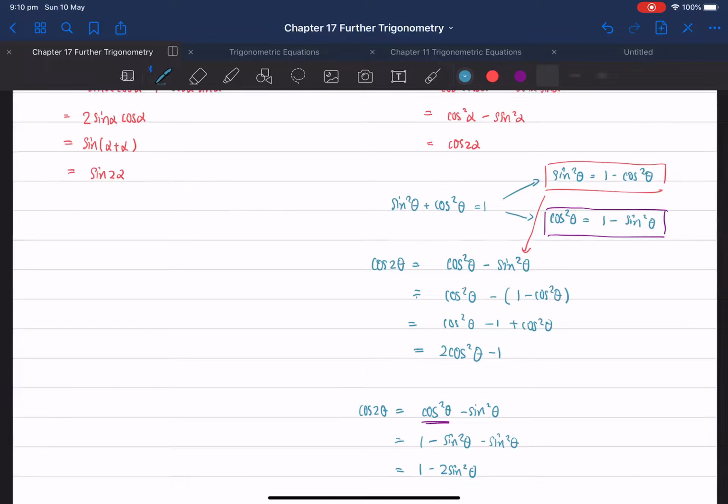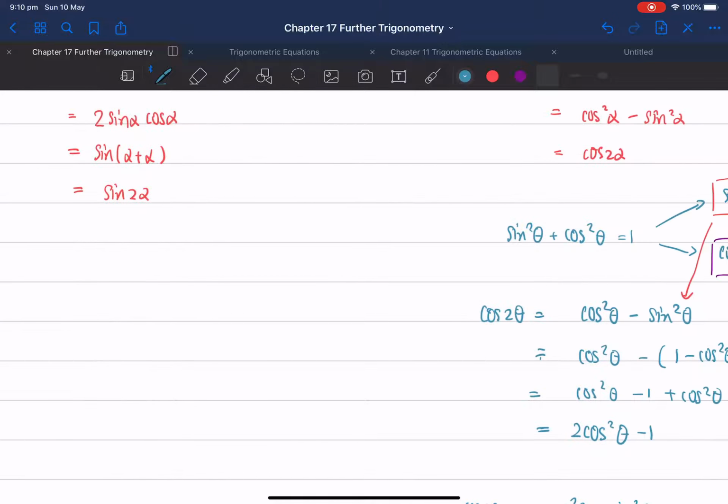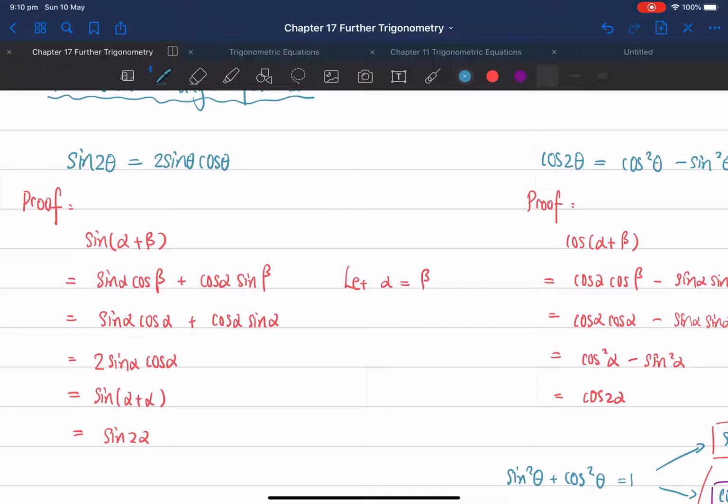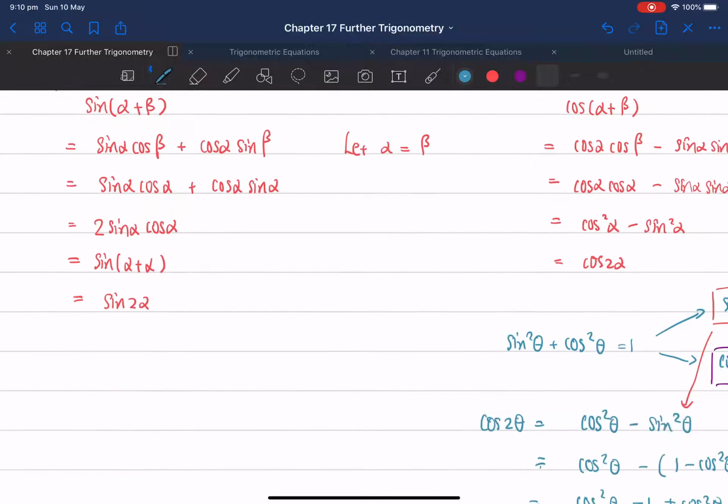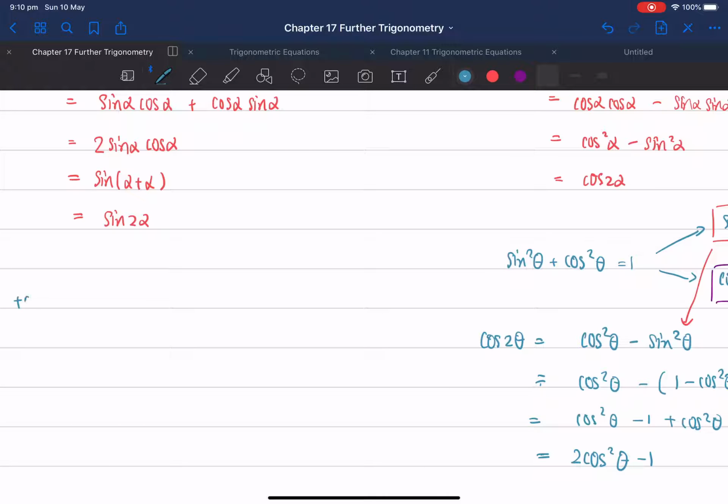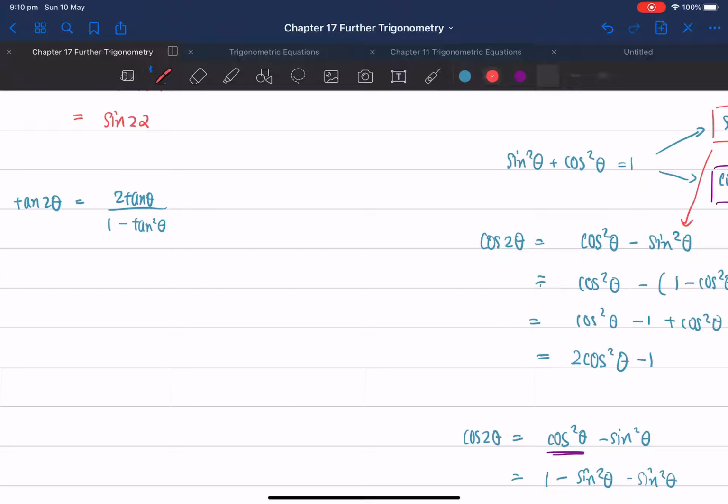So the next one is the tangent double angle formula. We've done sine 2 theta and cosine 2 theta. Now let's move on to tangent 2 theta. Luckily, for tangent 2 theta there's only one form of the formula, which is 2 tangent theta over 1 minus tangent squared theta. That's pretty easy to prove. It's just using the compound angle formula from before.